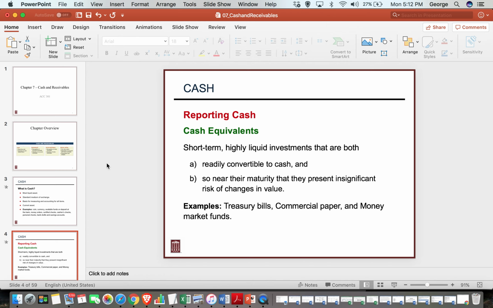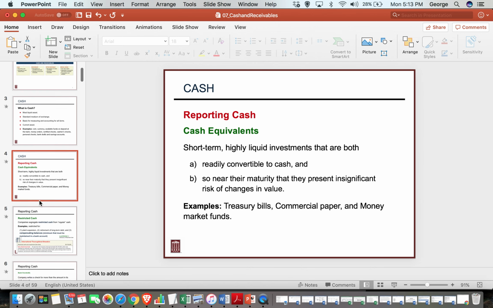So, reporting cash and cash equivalents. Cash equivalents are short-term, highly liquid investments that are readily convertible to cash, and they're very close to maturity, so they really present no risk to us. Treasury bills, commercial paper, and money market funds are considered cash equivalents. Those are government types of transactions, government investments.